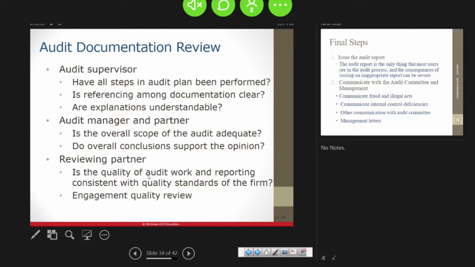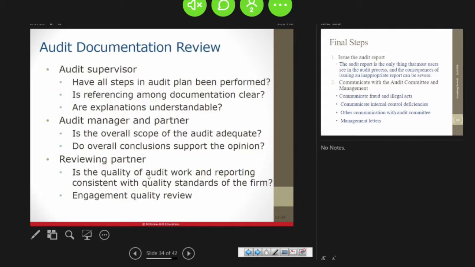And then the review partner is a partner who does not have day-to-day responsibility for the audit engagement. So that's a person that's going to come in and really look at the quality of the work from the firm's perspective. Is it done in accordance with the firm's quality control standards? Is the opinion supported by the evidence collected?